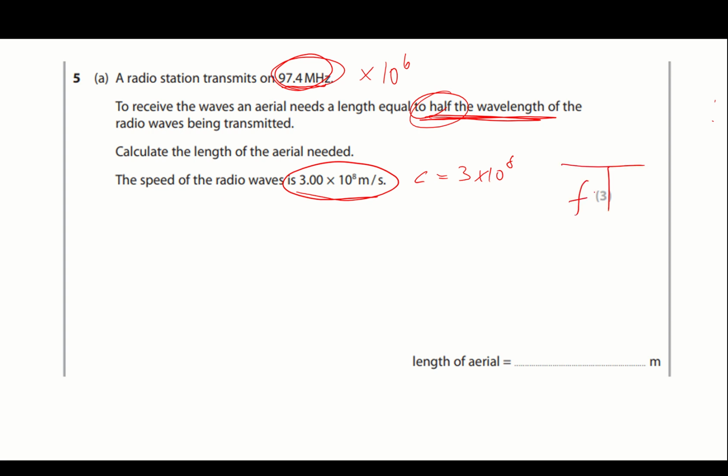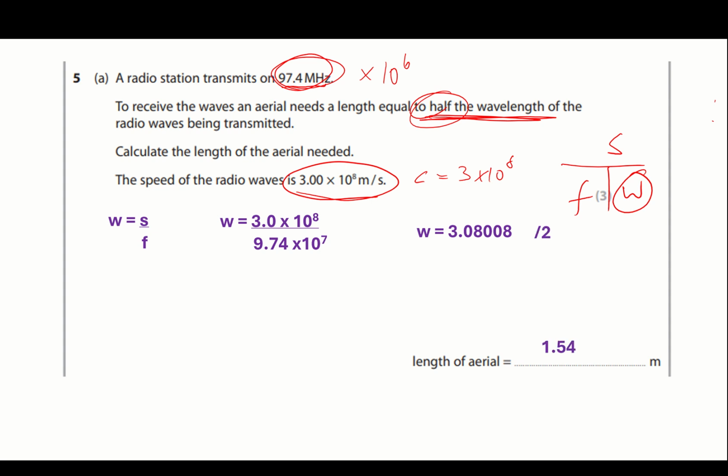So our memory method for this, foxes stab wolves, and then we're away. So W, that's what we're trying to find out, equals speed divided by frequency, or velocity divided by frequency. Remember, they could put that as frequency equals velocity over lambda. So shove the numbers in. So 9.74 times 10 to the 7 is what I'd get if I times the megahertz by 10 to the 6. Put it in. There's my wavelength. So I've worked out it's close to 3.1 meters, divided by 2, 1.54 meters.